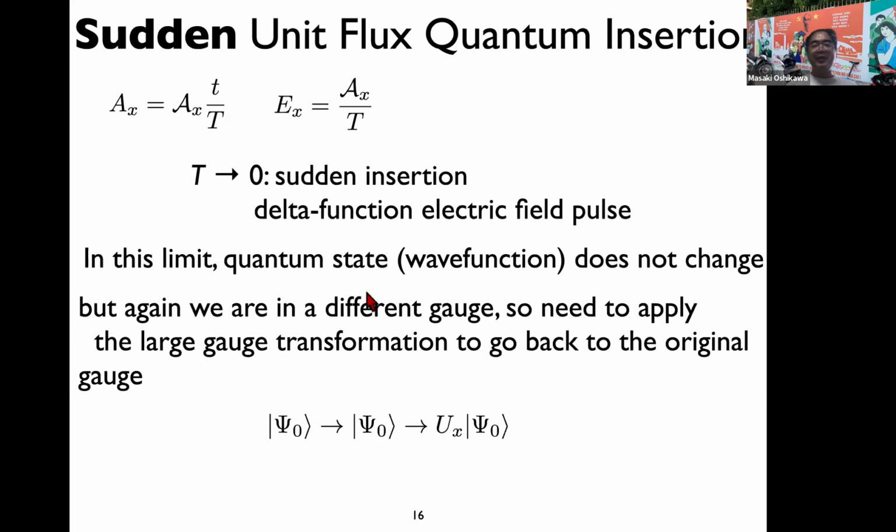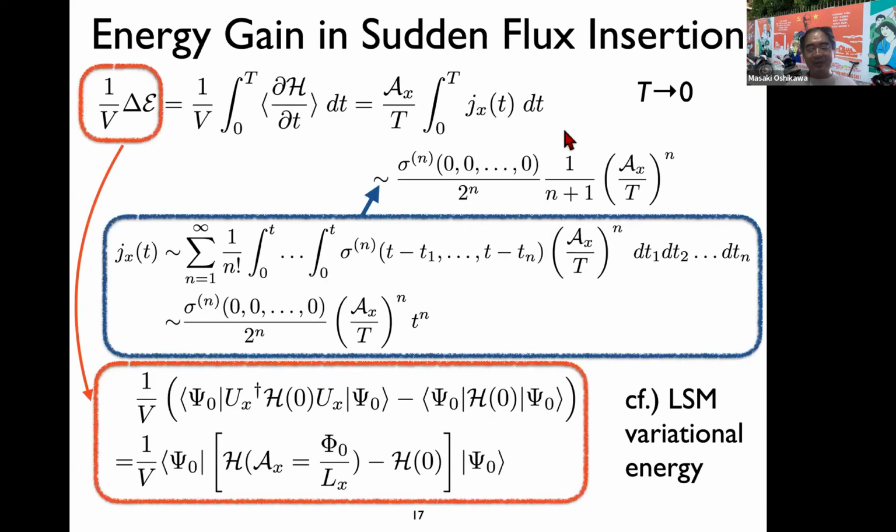But that might sound like there was no effect of the electric field on the ground state, but it's not true, because the wave function did not change, but the Hamiltonian changed. So if you want to compare the final state with the initial state, you have to apply a large gauge transformation. But the large gauge transformation can be done only if the final magnetic flux is an integral multiple of the flux quantum. Okay, so there are some subtle issues. But actually, for this purpose, we don't have to do a large gauge transformation.